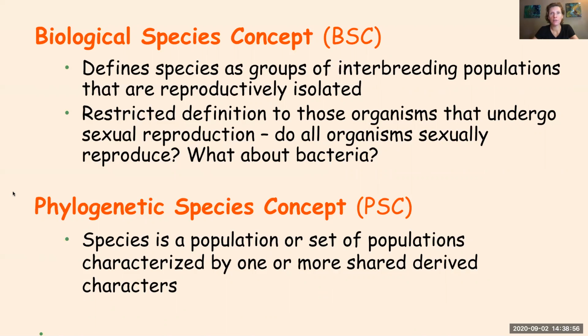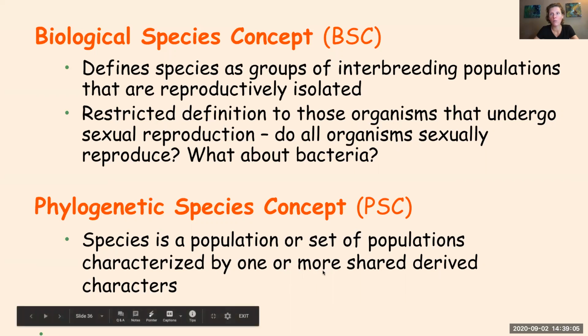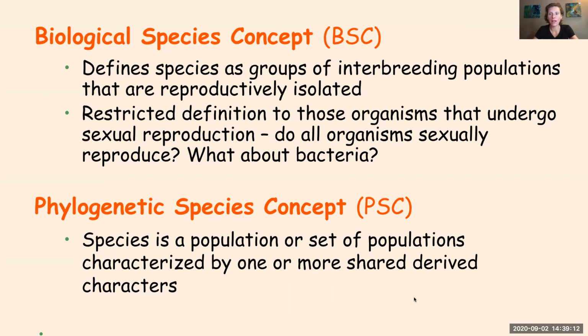However, there's another species definition, which is the phylogenetic species concept. And this is species is a population or a set of populations characterized by one or more shared derived characters. So this is really going to be helpful if you're a microbiologist or if you're looking at organisms that don't pass down genes from parent to daughter cells or undergo sexual reproduction. So both are useful in their selected fields.